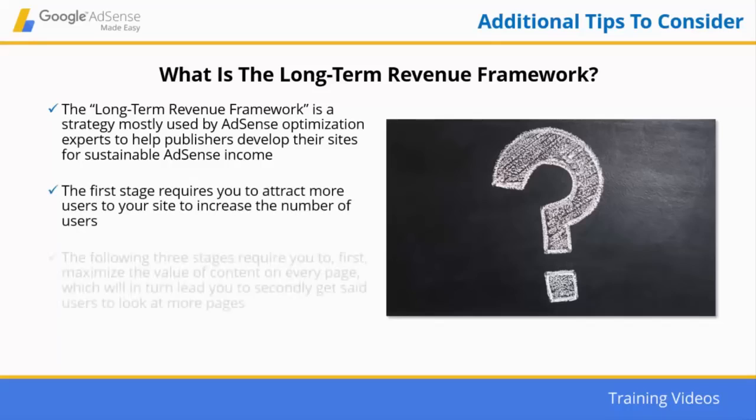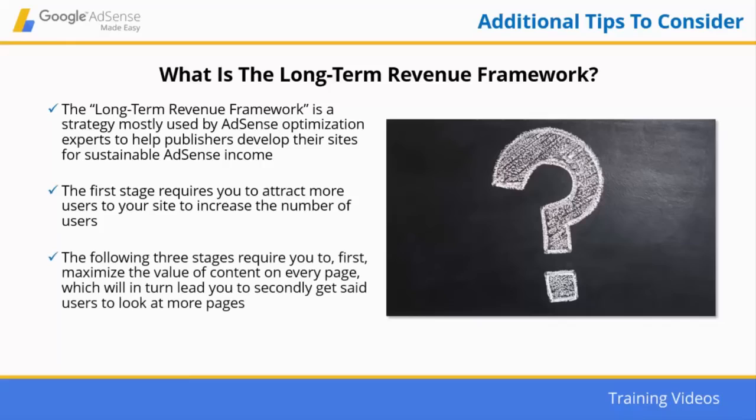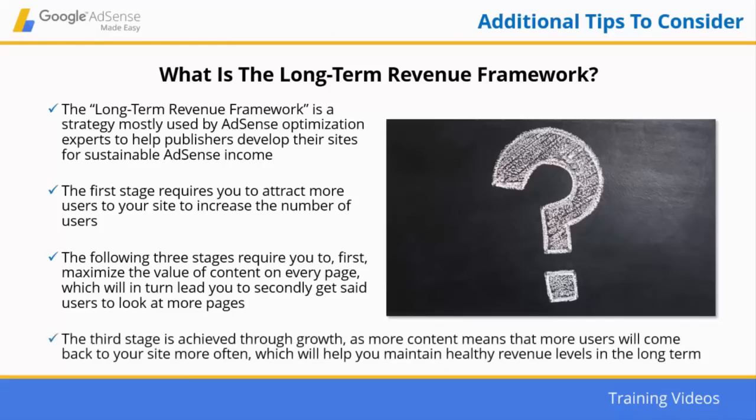The following 3 stages require you to first maximize the value of content on every page, which will in turn lead you to secondly get said users to look at more pages. The third stage is achieved through growth, as more content means that more users will come back to your site more often, which will help you maintain healthy revenue levels in the long term.